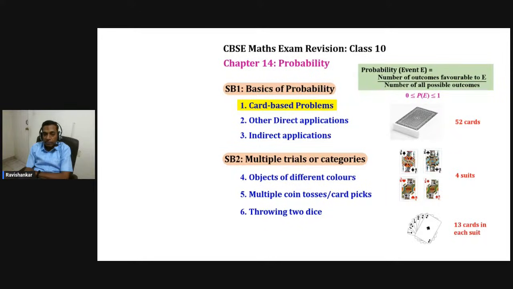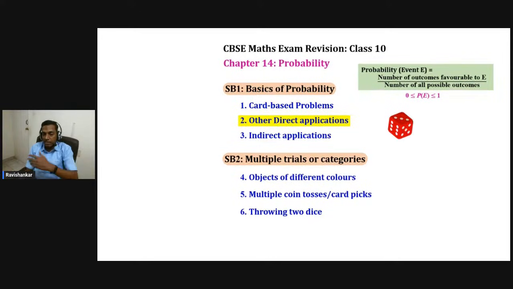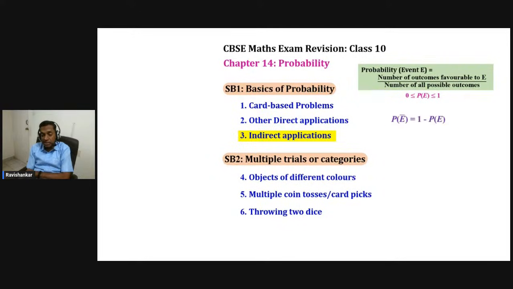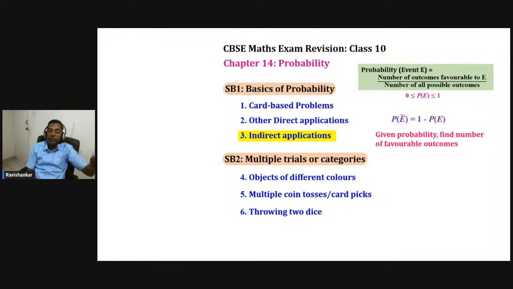Next, other direct applications, which may involve dice, or a calendar, dates, or a factory with products. All these different kinds of examples, lucky draw. Then indirect applications where you are given P of E and you are asked to find P of E bar, that is 1 minus P of E. Or you have to find some things related to area. There you may have to apply the indirect idea of probability. You cannot just count the number of outcomes by the total number of possible outcomes. You'll have to use different kinds of ideas there. Or, given the probability, find the number of favorable outcomes.